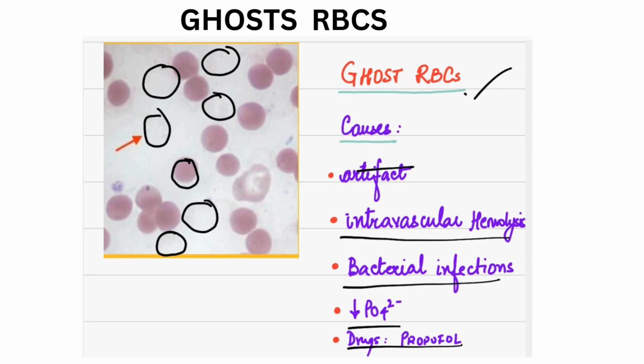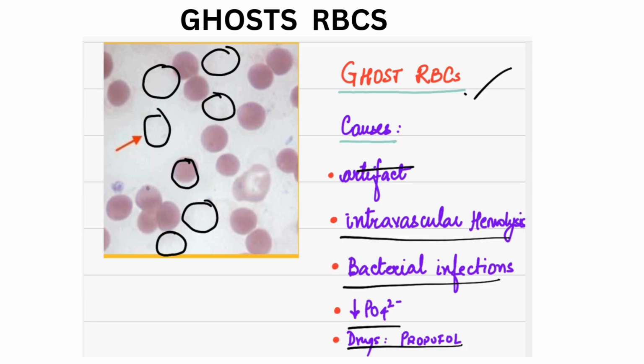So when you see ghost RBCs, just write these in your suggestions. What can you write? You cannot write an artifact because your lab stained it. So it is not right that you write, oh, maybe it's an artifact. No, it's actually not right to think like that. So write about intravascular hemolysis.